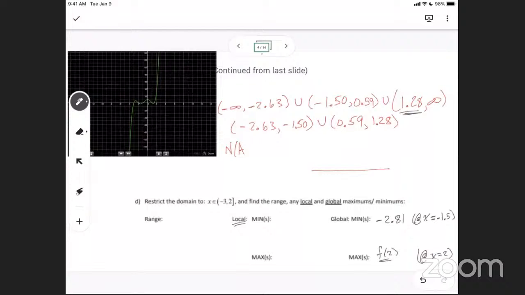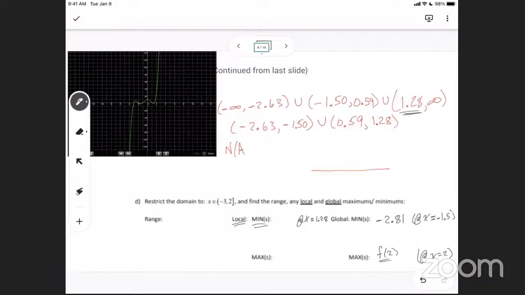And the min, the local min, is going to be at x equals 1.28, right? So whatever that value was that I looked at before, I don't remember what that was. But again, you can use your calculator to find that using that min max function that I just talked about.